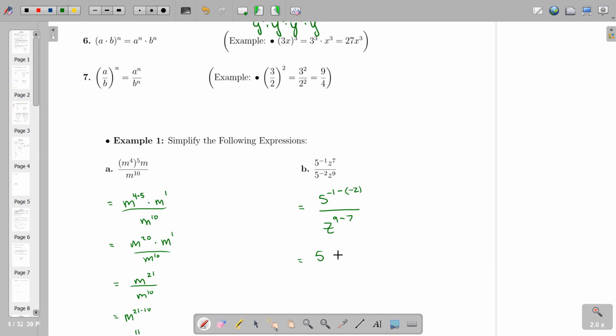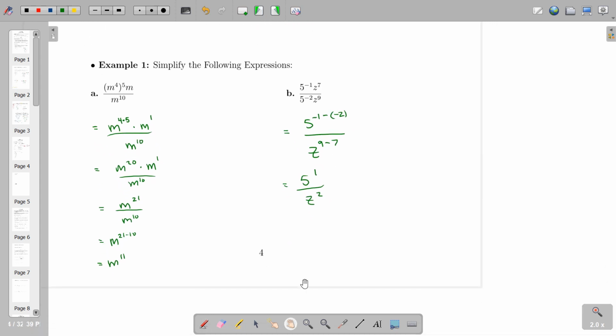So negative 1 minus negative 2 is, of course, just positive 1, z squared. So that one simplifies to 5 over z squared. All right. Now, if you had subtracted differently, it's not really that big of a deal because, for example, if you went 5 to the negative 2 minus negative 1 instead, and z to the 7 minus 9 instead, you would have z to the negative 2 over 5 to the negative 1, right?